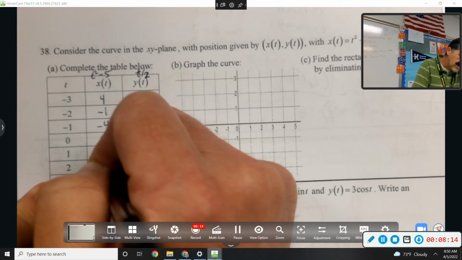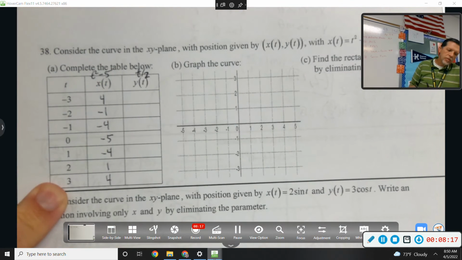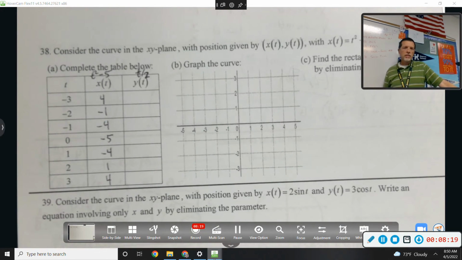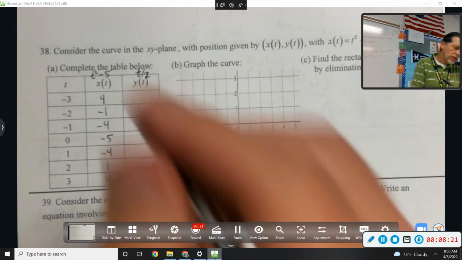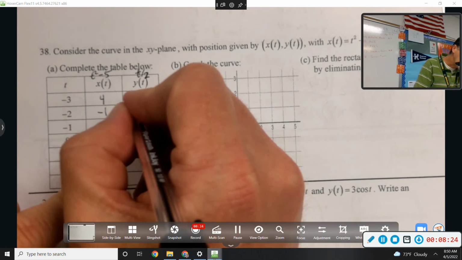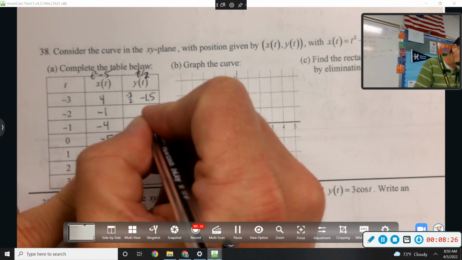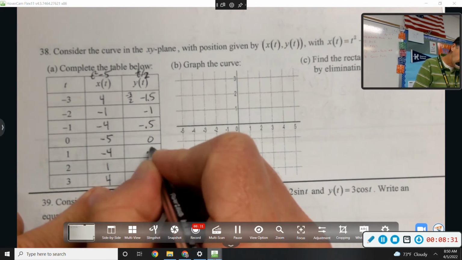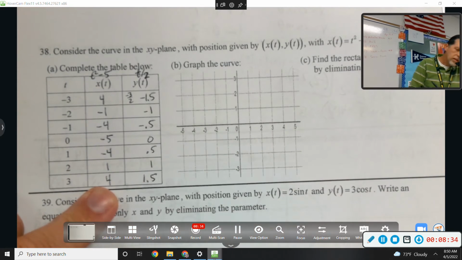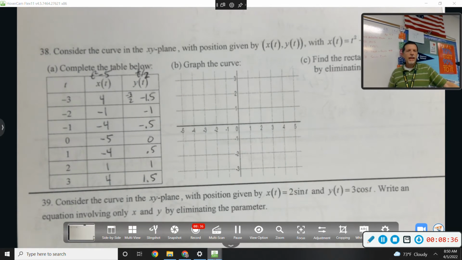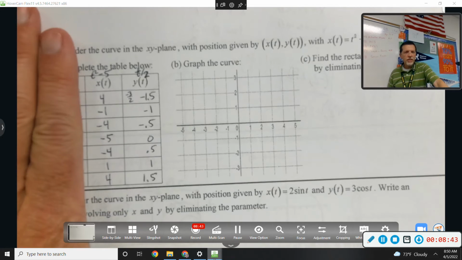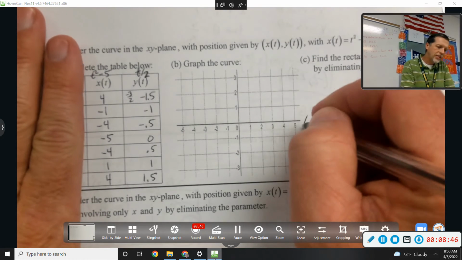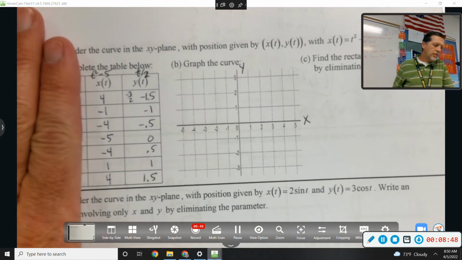1 and 4. Alright, just plugging in x. Plugging in y is even easier, although I don't think I'm going to leave it as negative 3 halves. I'm going to write that as negative 1.5. Plug them all in. And then when it comes to the graph, I ignore the t column, right? This is an xy graph. No t involved. At least not on the graph.